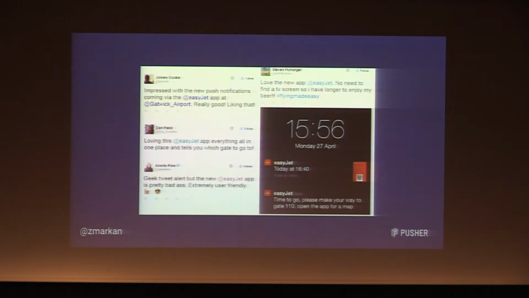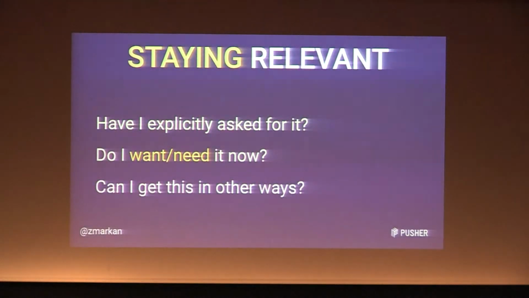So yeah, have I specifically asked for something? Have I set my preferences to say, hey, I want this now? And do I really want it now? Is it really relevant? Can it wait? Is it something that's going to expire in 30 minutes or 1 hour or 1 day? These are all the questions you can ask and then decide on push notifications. And lastly, can I get this information in other ways?